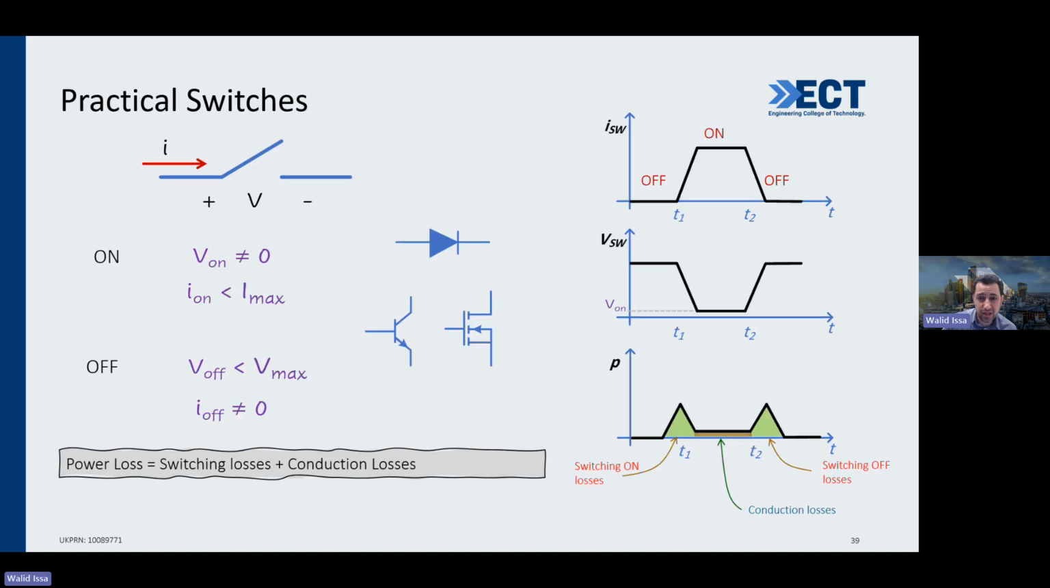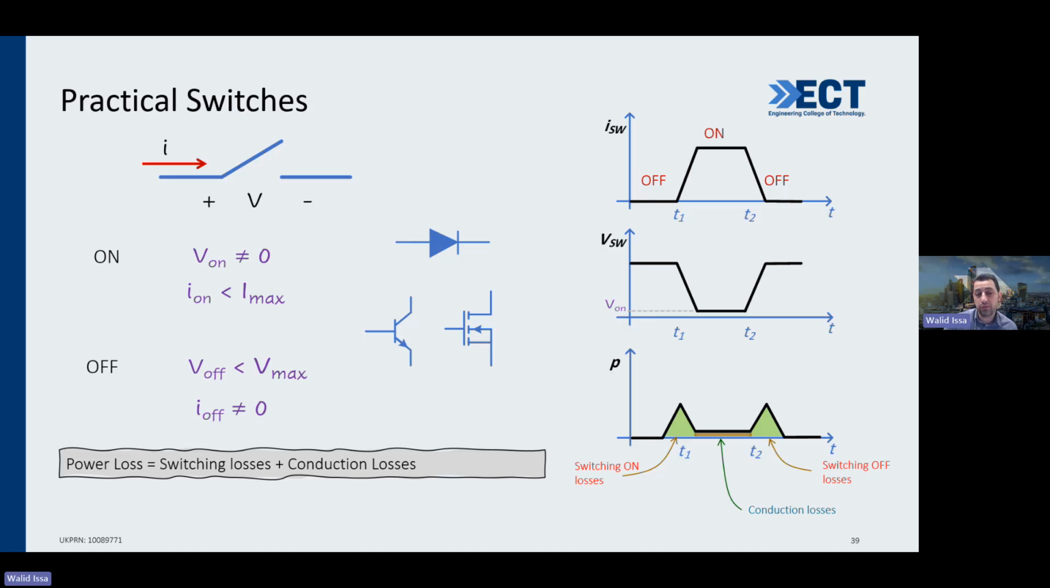The practical switches, like diodes, transistors, thyristors, can't really conduct without dropping some voltage, okay? So the voltage will not be 0. It will drop some voltage across its terminals, maybe from anode to cathode, drain to source, or collector to emitter. It will not be exactly 0. So if I run some current there, it will be multiplied by that voltage, maybe 0.1 volt, maybe 0.2, 0.9 volt, 0.5 volt. It will be multiplied by that voltage and will dissipate some heat, okay?